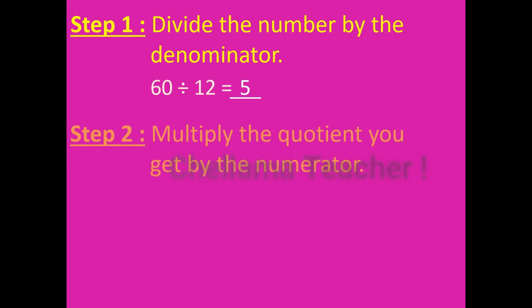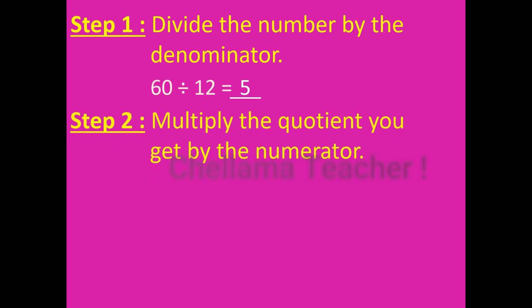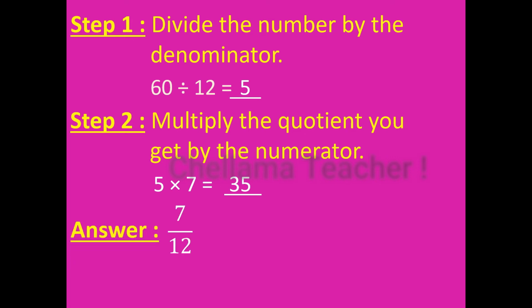Step 2. Multiply the quotient you get by the numerator. So 5 into 7 is equal to 35. The final answer is 7/12 of 60 minutes is 35 minutes.